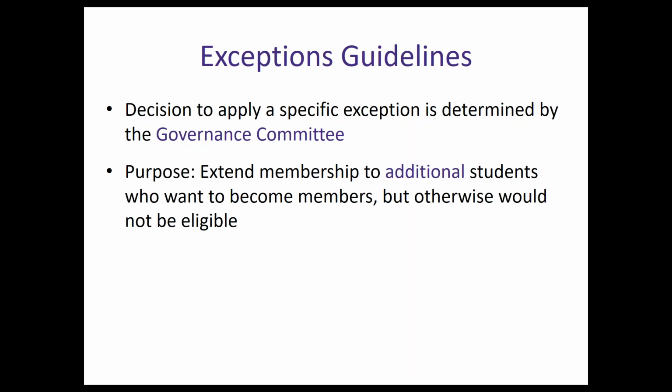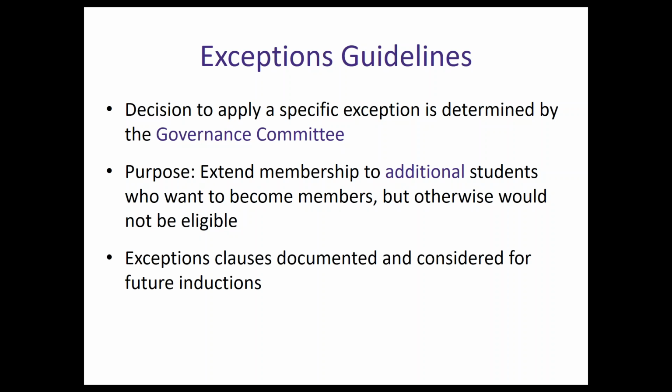The purpose is to extend membership to additional students who want to become members but otherwise would not be eligible. So you could not use these to further restrict the criteria. So if you were to apply one of these and it actually means that 10 people get pulled off of the list, then you would not be using the exception clause. This is only to allow you to invite additional individuals. They do need to be documented and considered for future inductions.